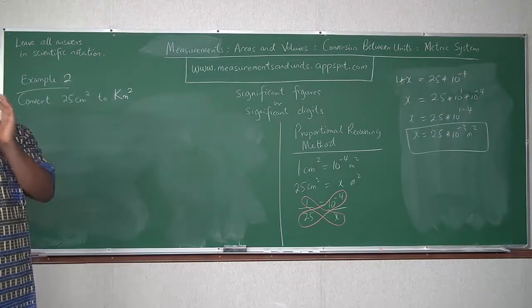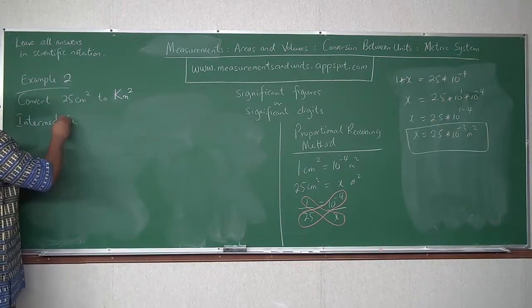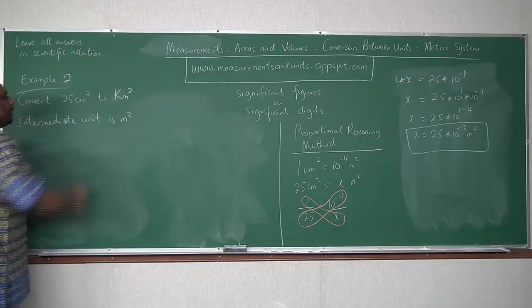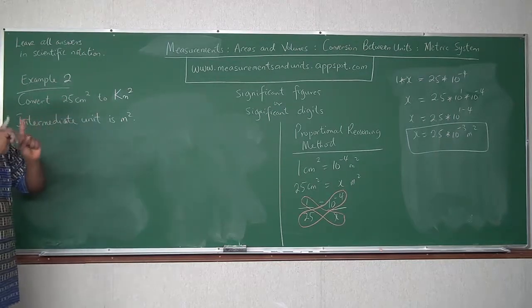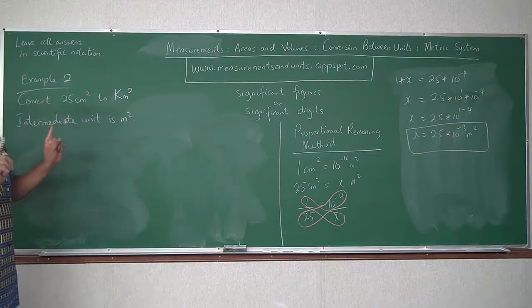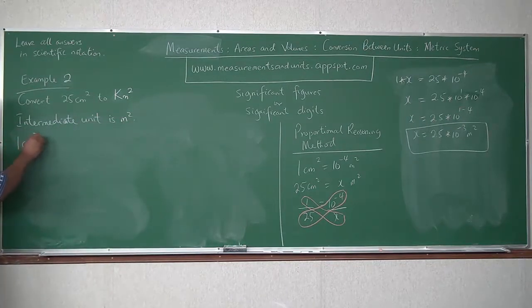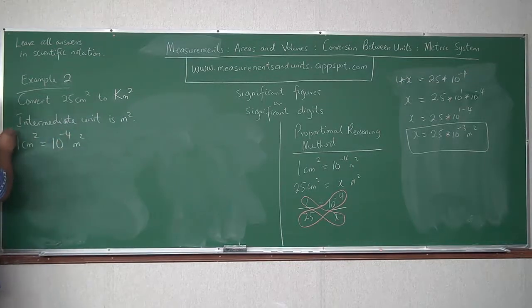The intermediate unit is meter squared. We need that, so we have to convert both of them to meter squared. We already know that 1 centimeter squared is 10 to the negative 4 meters squared. So we keep this.